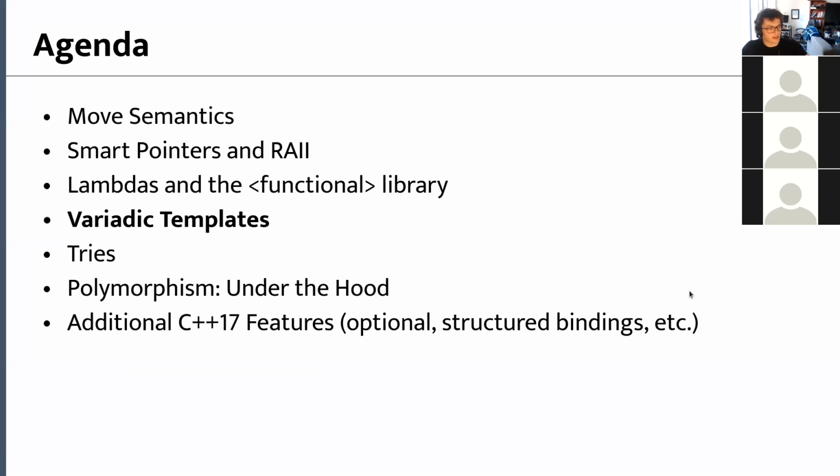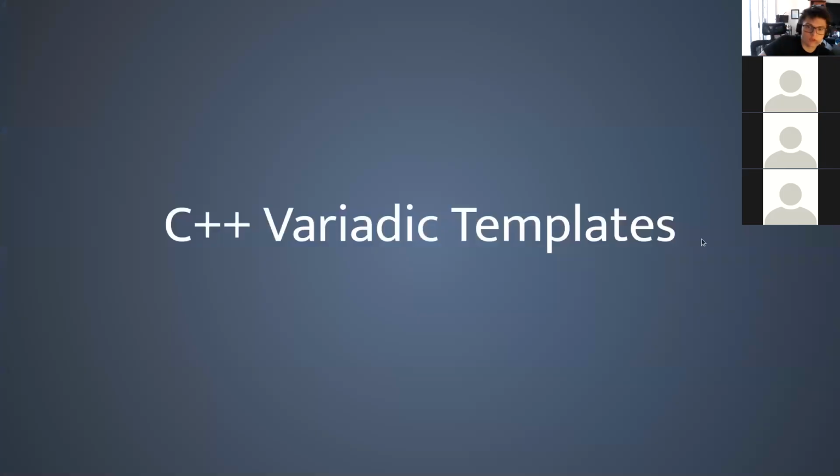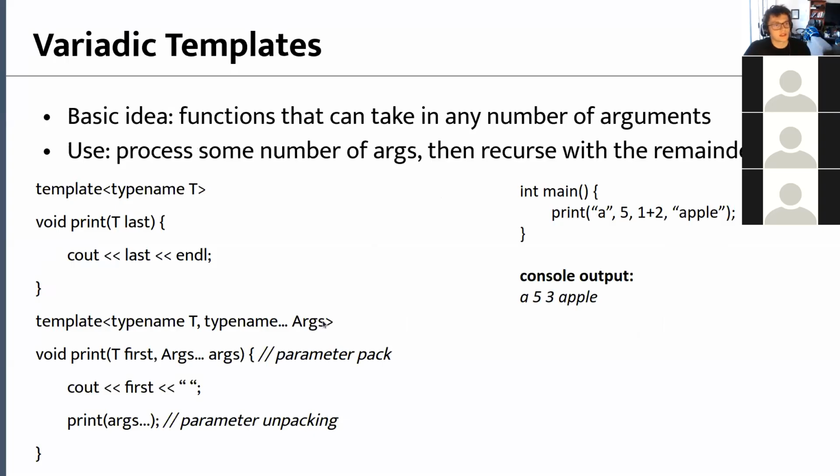Cool. So Variadic Templates. The basic idea of Variadic Templates is that it's a template, or a function, that can take in any number of arguments. And the idea is that in the body of a function, we're going to process some number of the arguments, and then we're going to recurse with the remainder of the arguments. So let's just take a look at some code because I think this is the easiest way to see what's happening here.